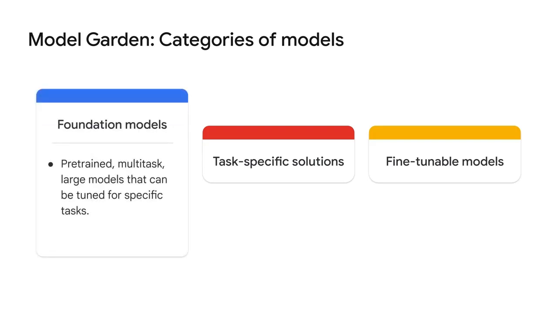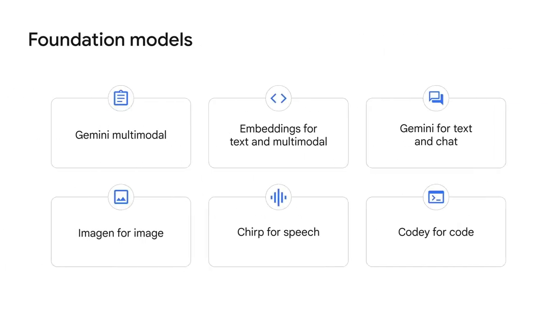Foundation models are pre-trained, multitask, large models that can be tuned or customized for specific tasks by using Vertex AI Studio, Vertex AI APIs, and SDKs. Some of these models are Gemini for multimodal processing, embeddings for creating text and multimodal embeddings, Imagen for image, Chirp for speech, and Codey for code generation. Recall that you learned the APIs for these models in the previous lesson when you explored pre-trained APIs.